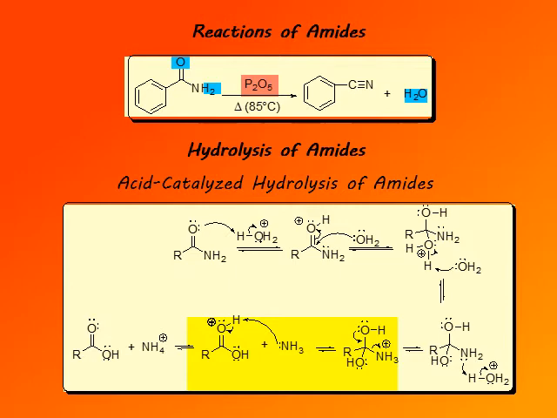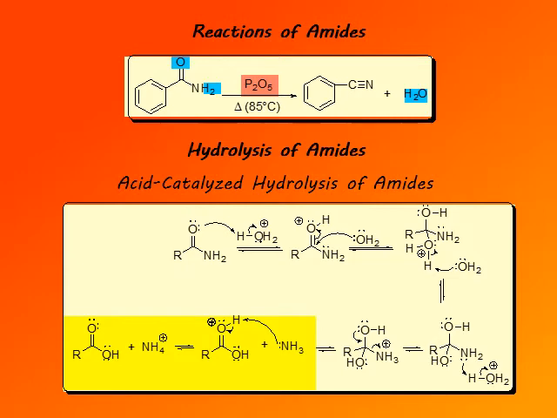The leaving group is a molecule of ammonia. The molecule of ammonia deprotonates as a relatively strong base, the strongest base in this solution. It deprotonates the oxonium ion. So the final step is proton exchange, an acid-base reaction: deprotonation of the oxonium ion to give the final products. The final products are a molecule of carboxylic acid, the hydrolyzed product, and ammonium cation.